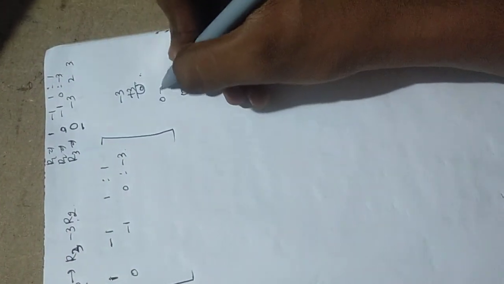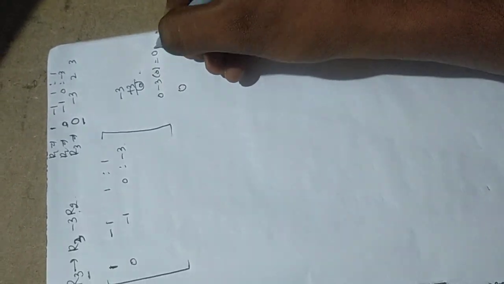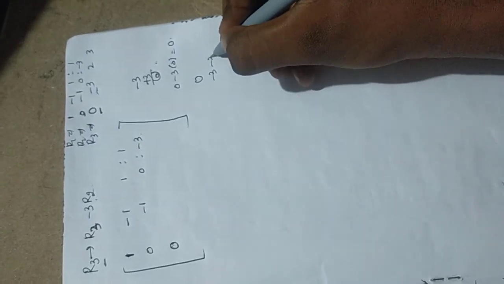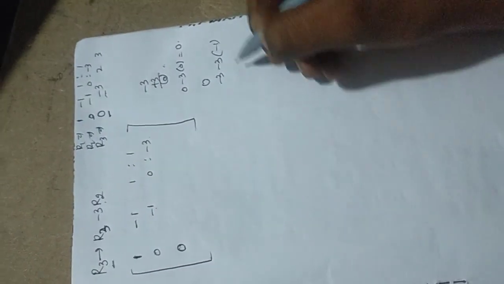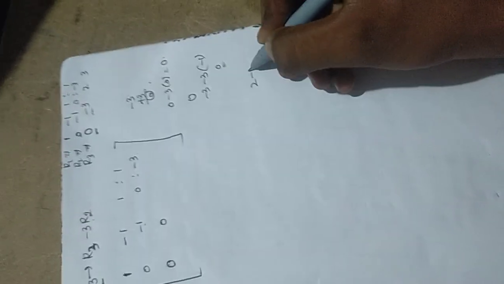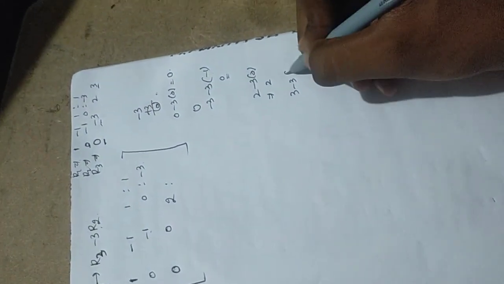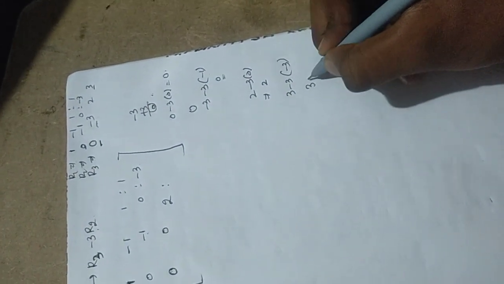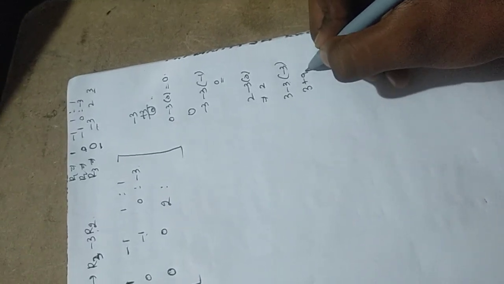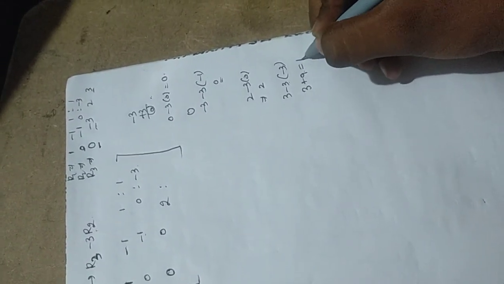R3: 0 minus 3 into 0 gives 0. So here 0, and the next, -3 into -1, so what we get: -3 plus 3 is 0. Here also 0, and the next 2 minus 3 into 0, that means 2, and the next 3 minus 3 into -3, so we get 3 plus 9, that is nothing but 12. So here we get 12.